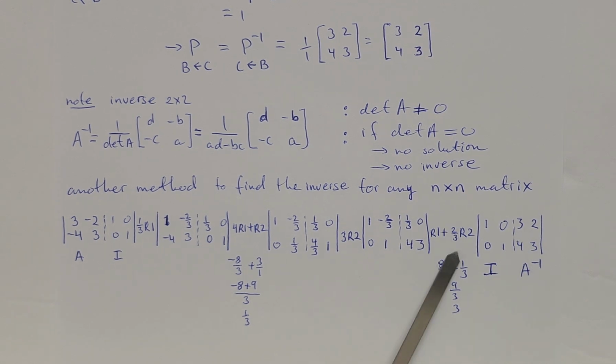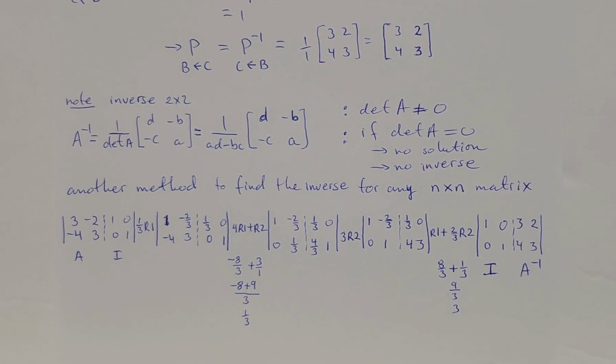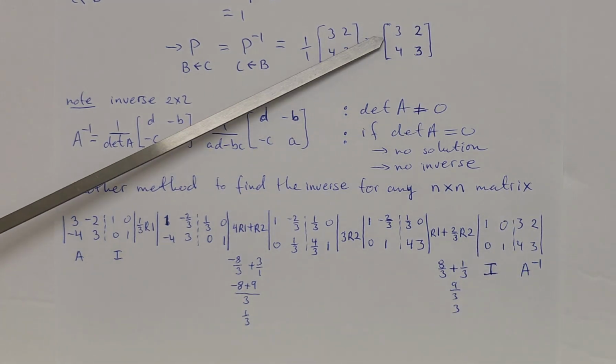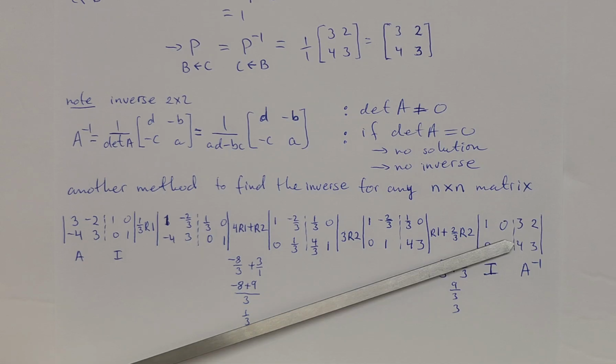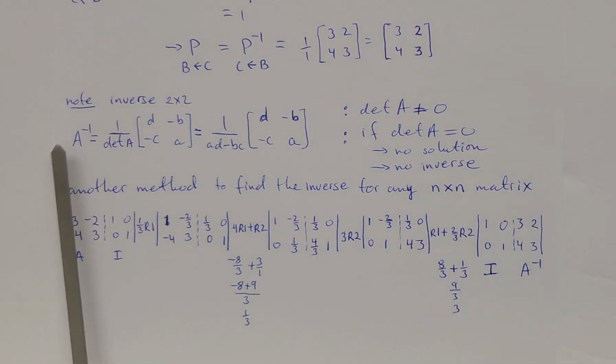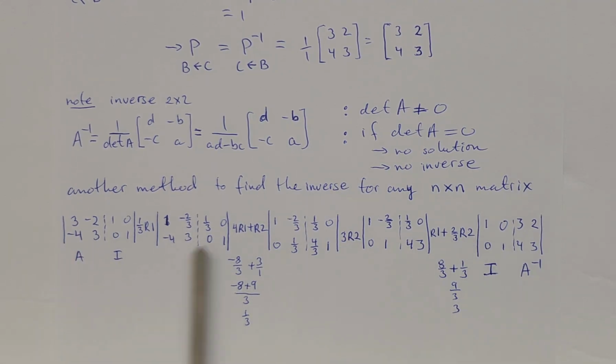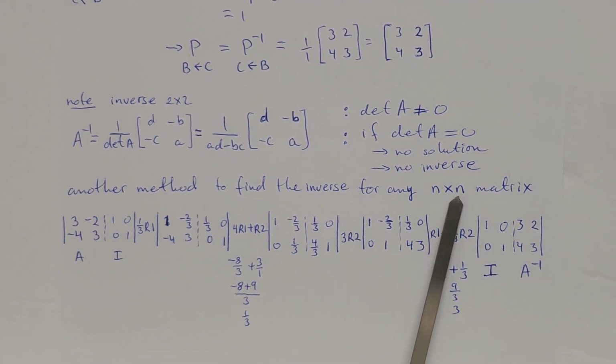Okay, 2/3 times 3. The 3 disappears. Cancel out. I just have left a 2. 2 plus 0 gives me this 2. And as you can see, this is the same as up here, which is the inverse. Okay, so this is the same as up here. Now, what I did here is only 2 by 2. What I did here, you can do 2 by 2, 3 by 3, 4 by 4, 5 by 5.